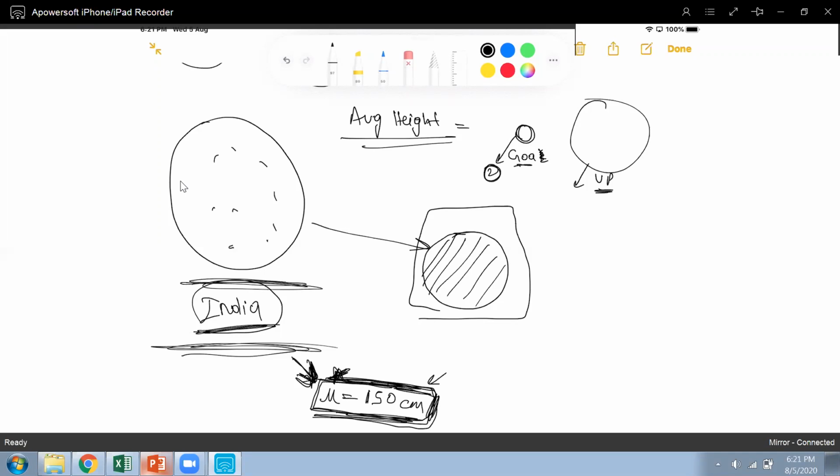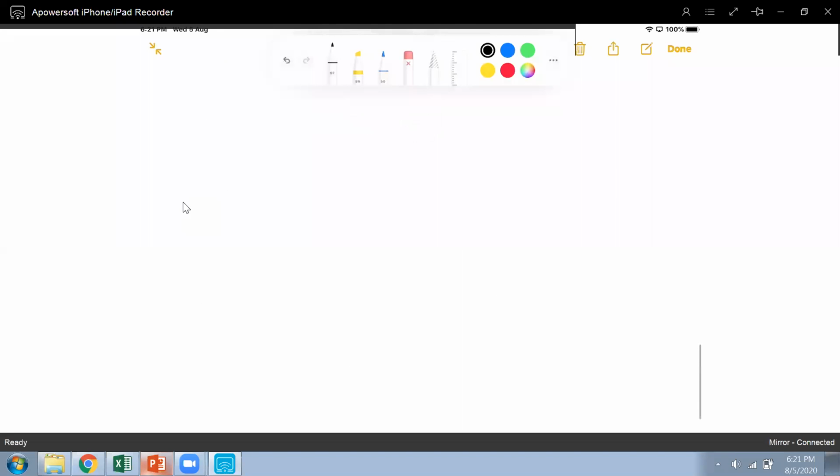Okay, now suppose I think that the average height has changed now. So how do you think the average height can change? Is it possible that the average height of people can change? Any idea? Is it possible? See, let's take another example. That example will maybe make more sense.